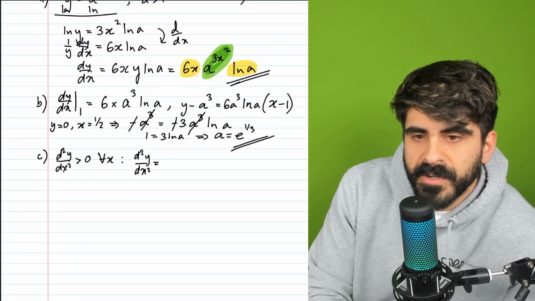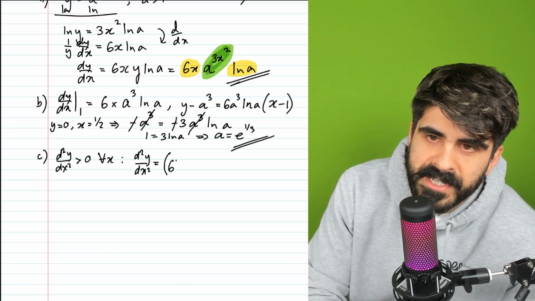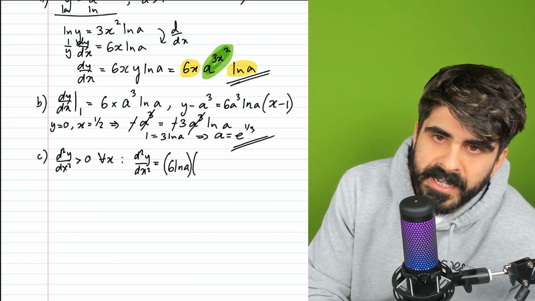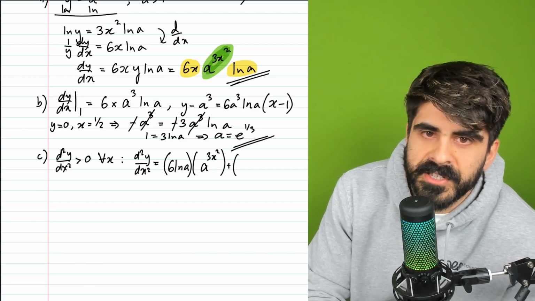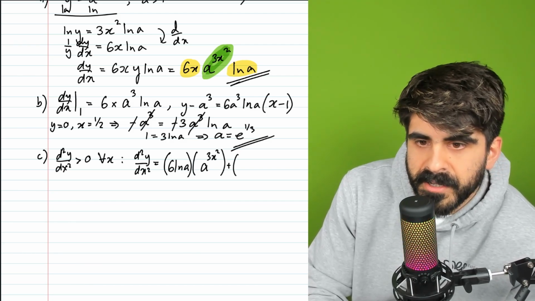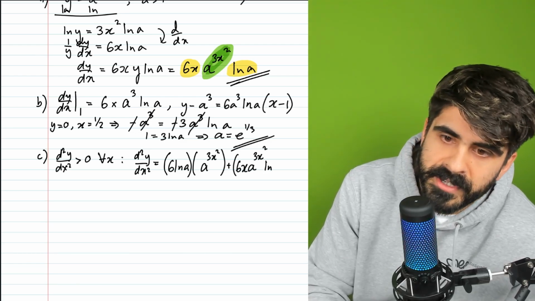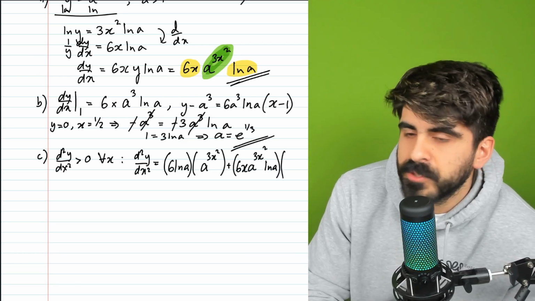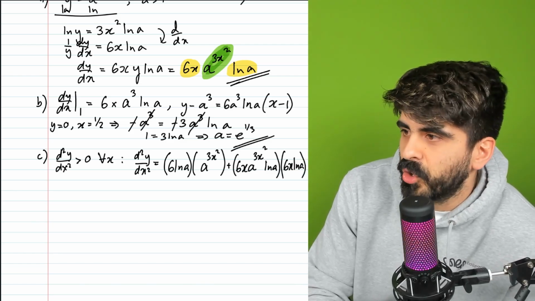So, differentiate the first term. So 6x ln a becomes 6 ln a times the second term, plus differentiate the second term. Now we already know what that goes to. That goes to 6x a to 3x squared ln a multiplied by the first term, which was 6x ln a. I need to show that that is always positive.